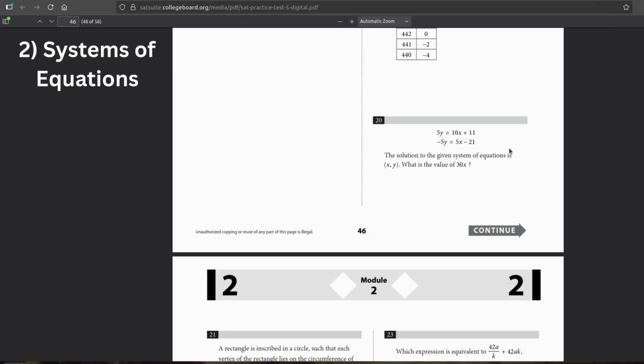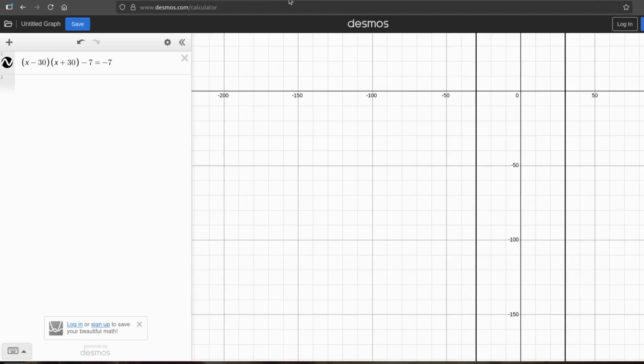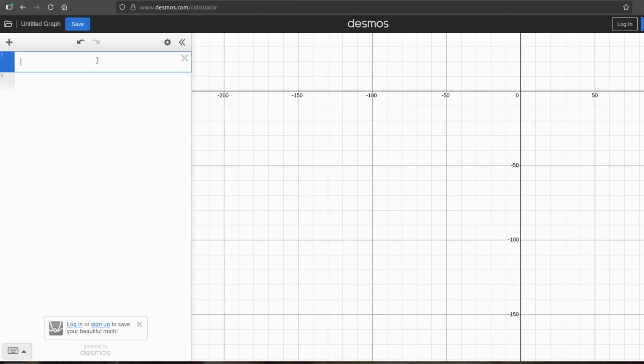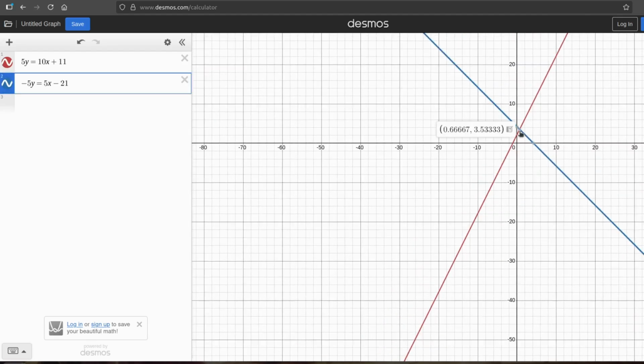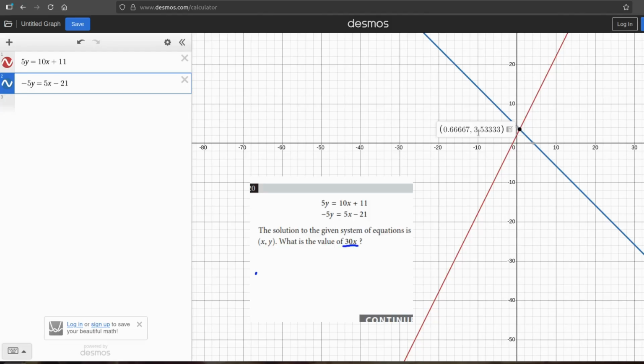Desmos is awesome for system of equations questions because it's just straight plug and chug. Like all you have to do is literally just type in the equations as they come. So 5y equals 10x plus 11, and then negative 5y equals 5x minus 21. So if you zoom in, it'll show you the intersection point. So it looks like it's going to be 2/3, and then 2/3 comma whatever that number is, and then the question asks for 30x. So you'll just do 2/3 times 30, and your answer will be 20.